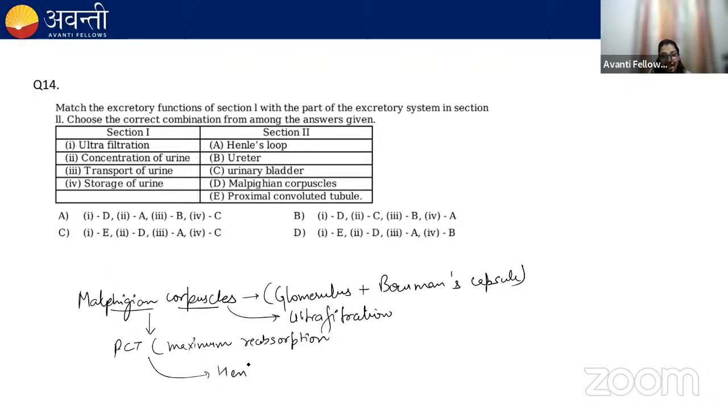Next is Henle's loop, and Henle's loop consists of the ascending limb and the descending limb. In the descending limb, water is reabsorbed. In the ascending limb, NaCl is reabsorbed. So in the Henle's loop, you will observe concentrated urine.